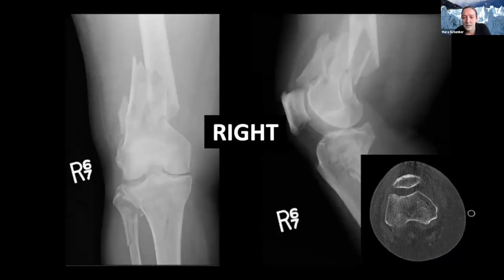The right side, same thing. So this is a highly comminuted metaphysis with a split that extended into the intercondylar notch, and then also had a comminuted tibial plateau fracture. So this is both sides. She's sick. Pulmonary contusions, was in the ICU.